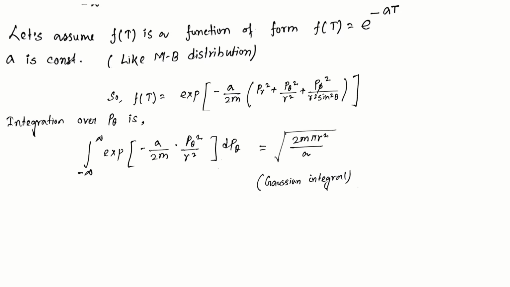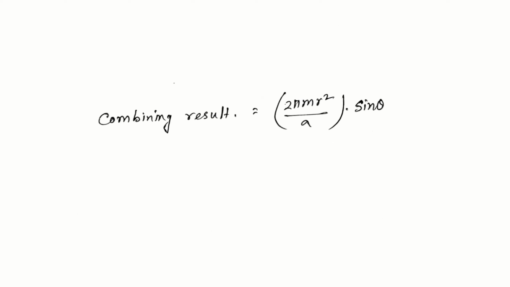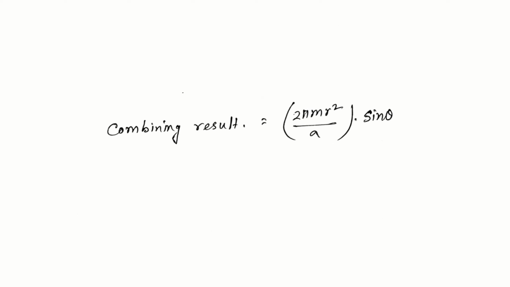So this is basically a Gaussian integral. You can get it directly from its formula from Google. I have not written it here, and also for p phi. So if we combine the integral results, this is the result. So now here you can see the sin theta term.